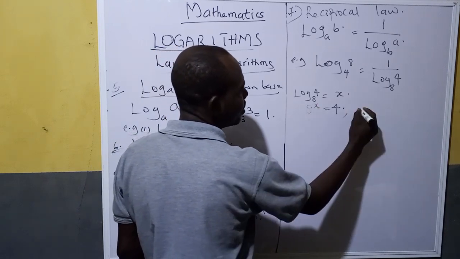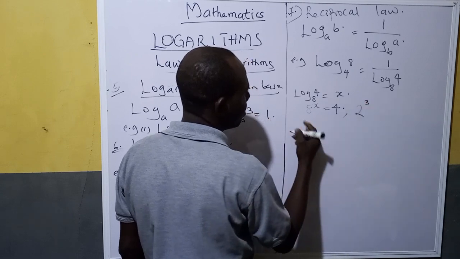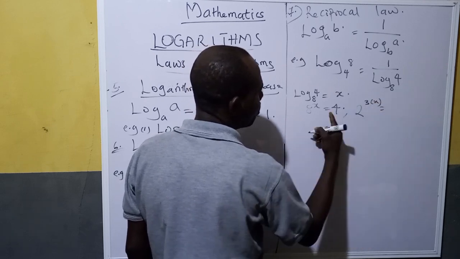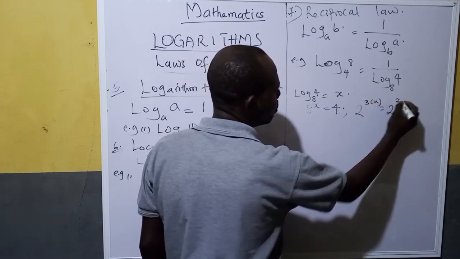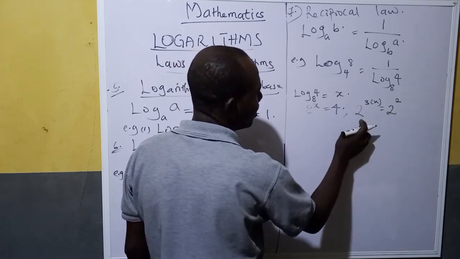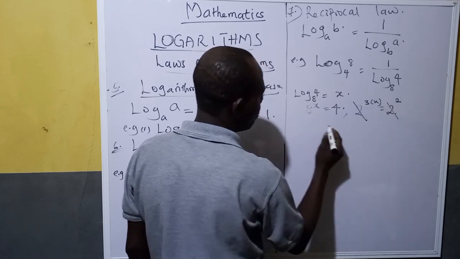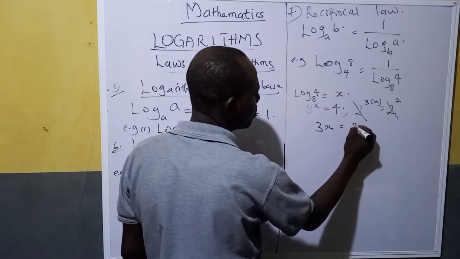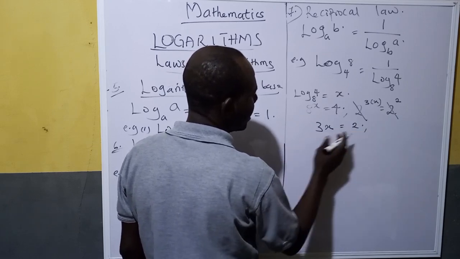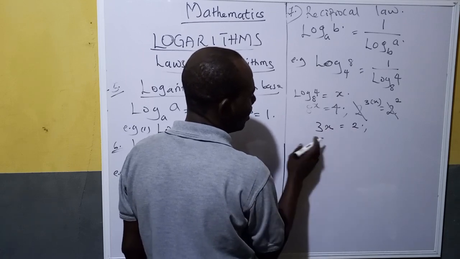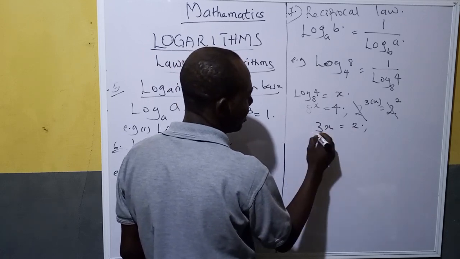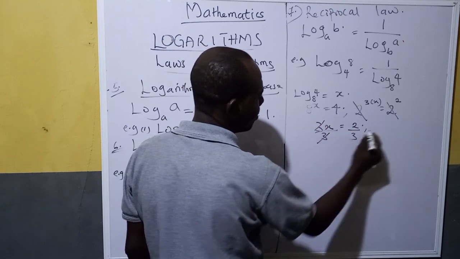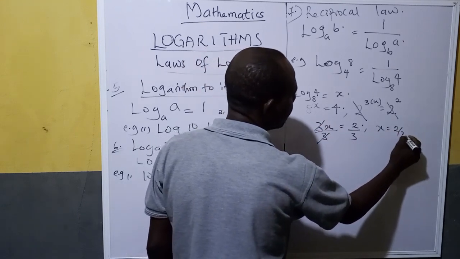This 8 can be resolved to 2 raised to power 3 because 2 raised to power 3 will give me 8. Then my bracket x equals to 4 can be 2 raised to power of 2. Now, they're having the same base. I can cancel 2 and 2. So I'm having 3 times x will give me 3x equals to 2. Then, to get my x, I will divide both sides by the coefficient of x, which is 3. So I have 3 cancel 3. My x will be 2 over 3.